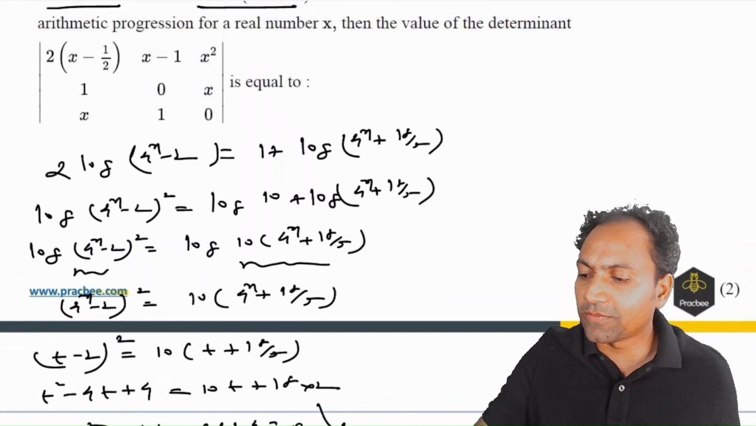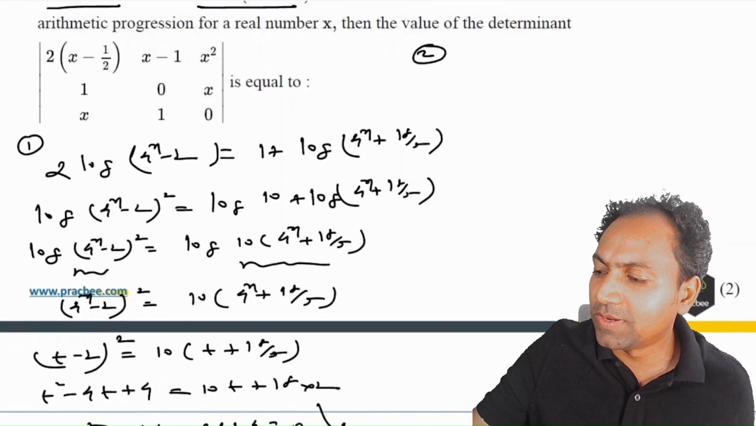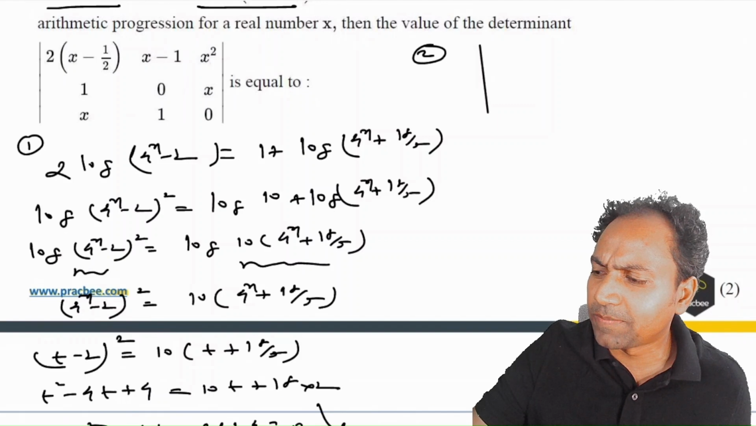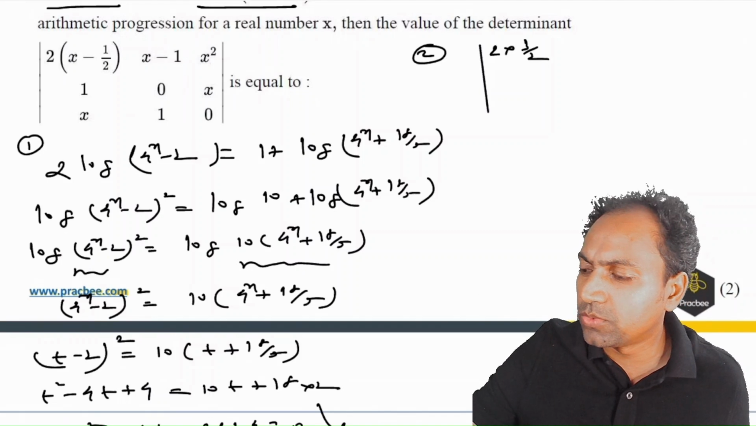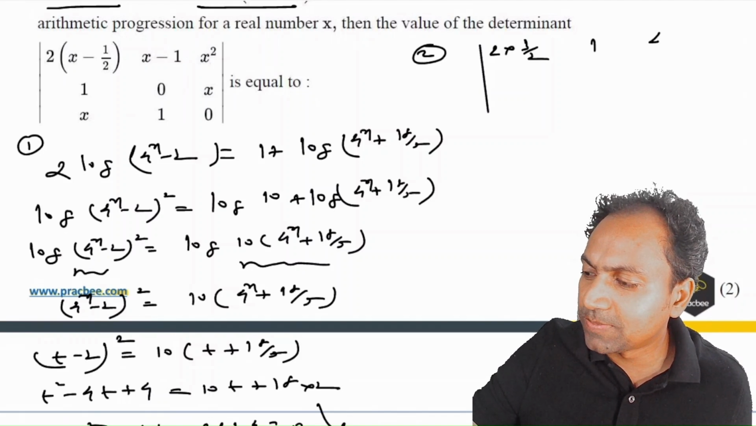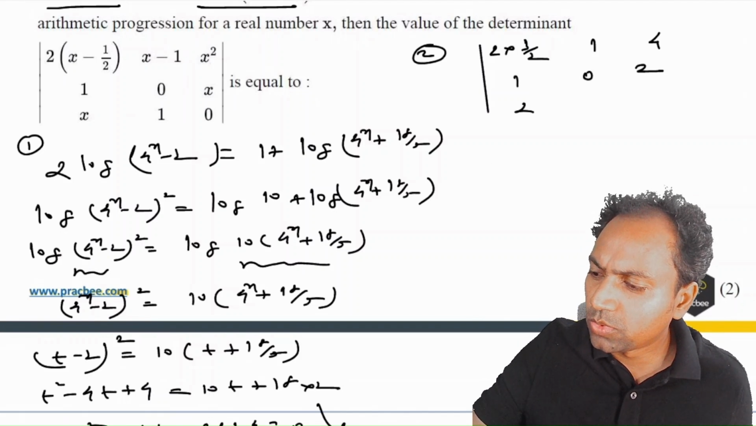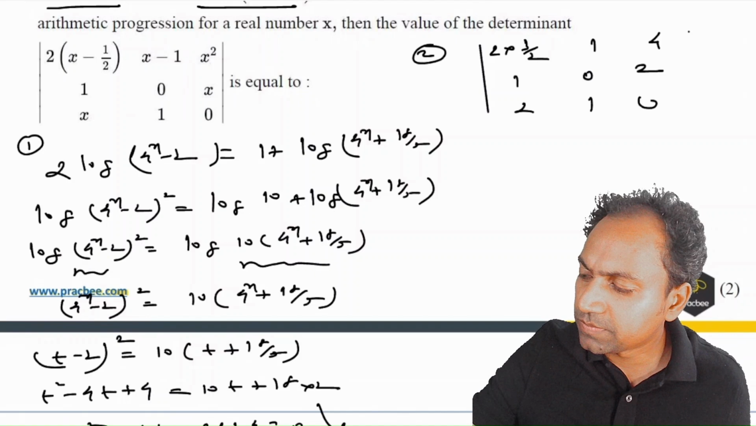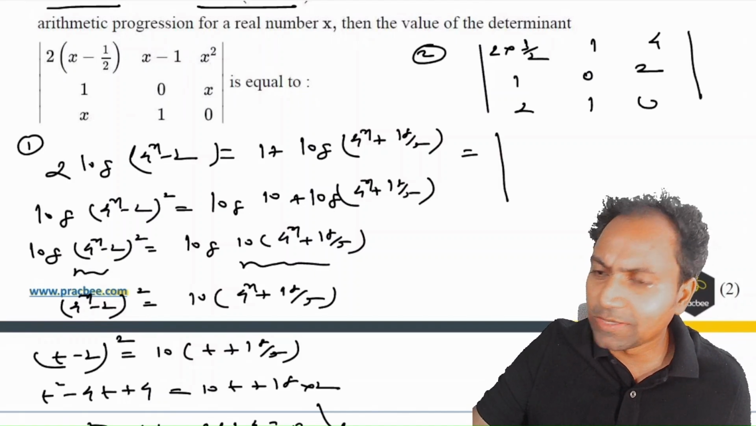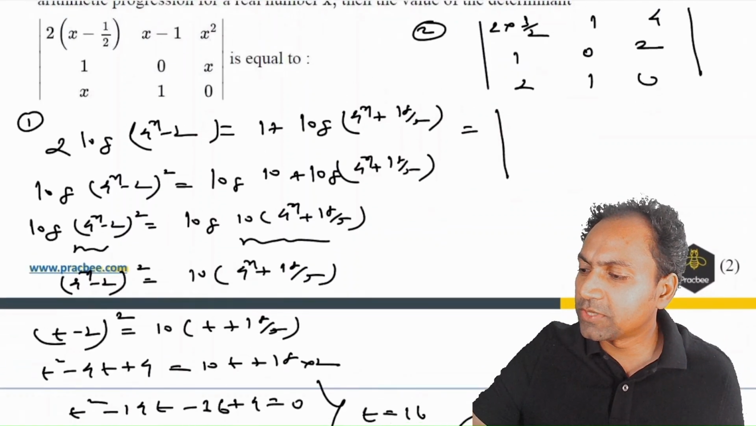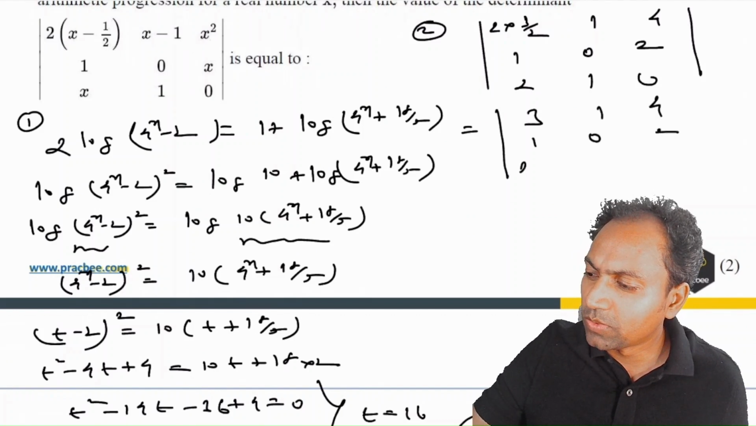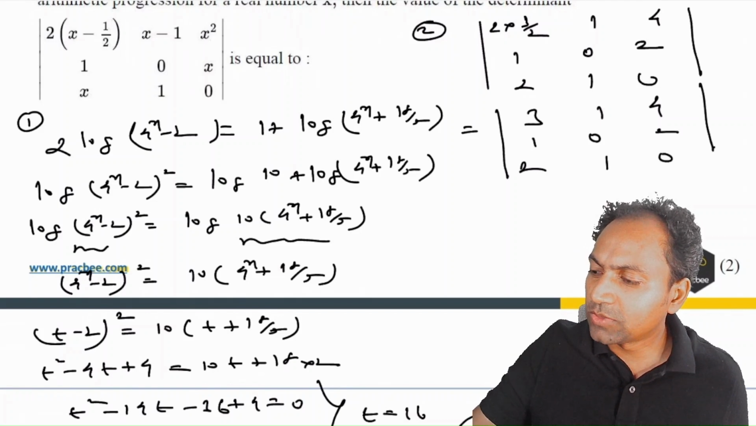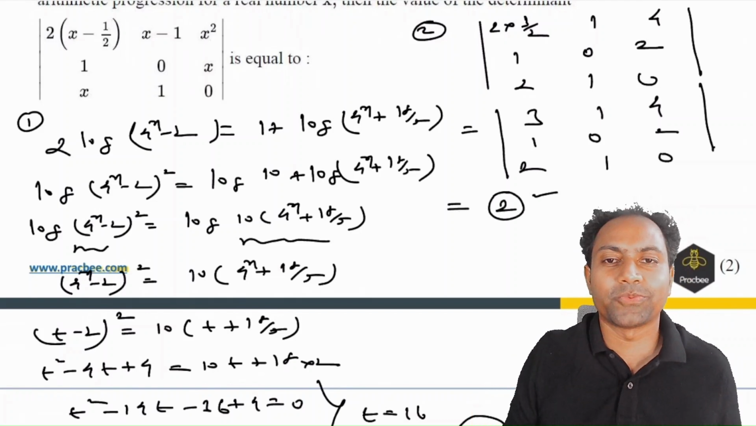Now this is the first part of the question. In the second part of the question, we'll deal with this determinant. And this is quite simple part because you have to just put the value. So this becomes 2 into 3 by 2. This becomes 1. This becomes 4. 1, 0, 2, 2, 1, 0. And this becomes a very simple determinant wherein the first row becomes 3, 1, 4, 1, 0, 2 and 2, 1, 0. And if you simplify this, the answer comes out to be 2.